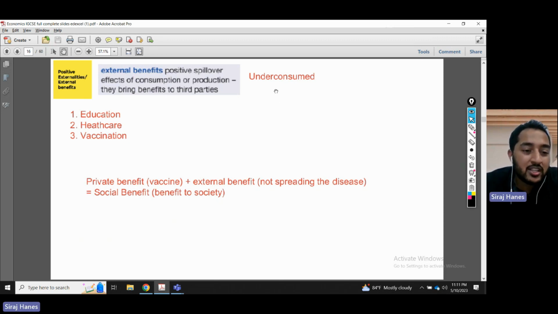The problem is, guys, it's underconsumed. A lot of people don't study. A lot of people don't take care of themselves or have health care. A lot of people do not even vaccinate. So the external benefit is underconsumed. The private benefit of the person taking the vaccine, me, or the person who took up education, plus the external benefit, you guys who are benefiting off this video, is equal to the social benefit. Keep that in mind.